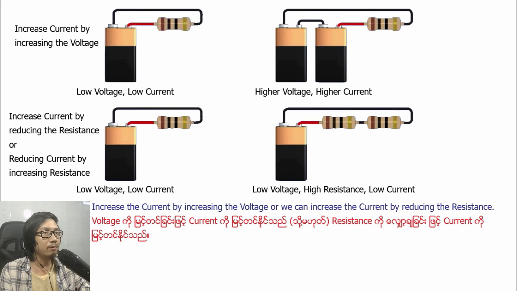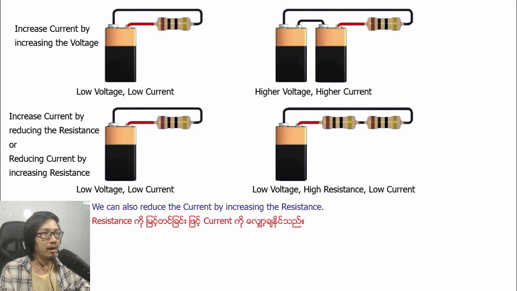We can increase the current by increasing the voltage, or we can increase the current by reducing the resistance. We can also reduce the current by increasing the resistance.